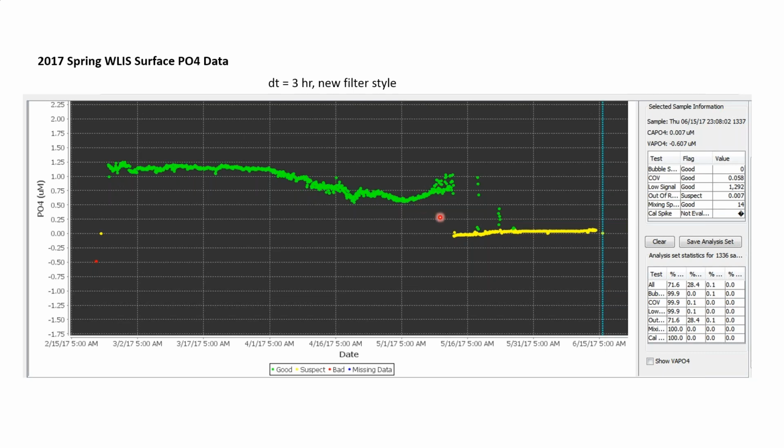The Seabird cyclophosphates were very cleverly designed by Seabird in that you get quality flags as things go wrong. And as the filters started to clog, the data gets flagged immediately as suspect.